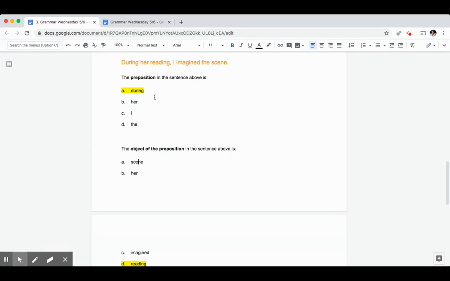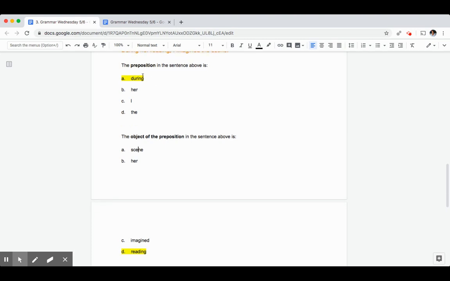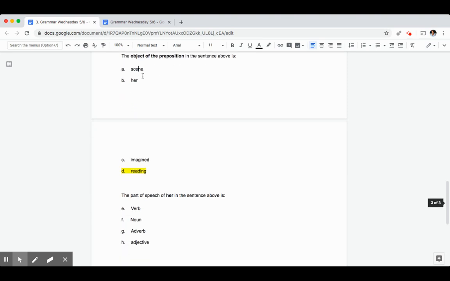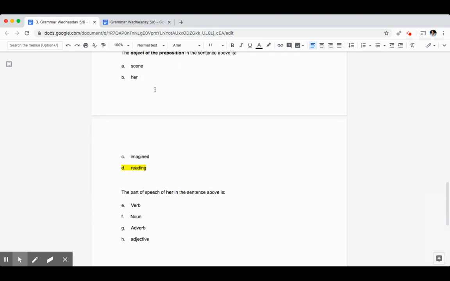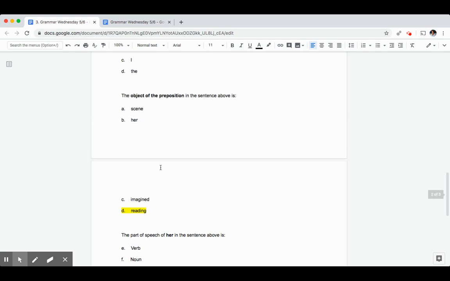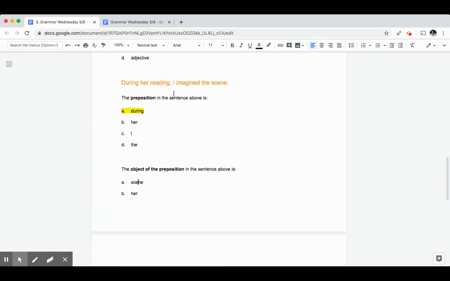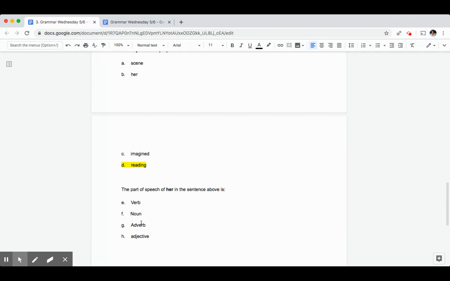No, her here is not describing an action or a state of being. Her is not a verb because it's not being described as an action or a state of being. So it's not verb. What about adverb? An adverb describes a verb. Is her describing a verb in this sentence? Her is not describing a verb in this sentence. So it is not an adverb.